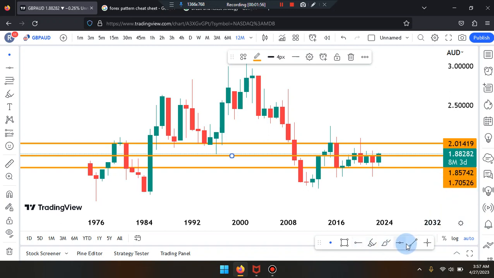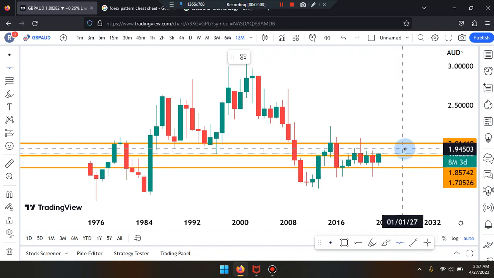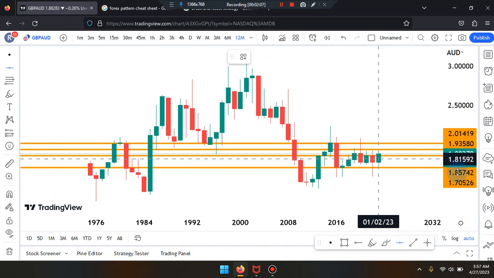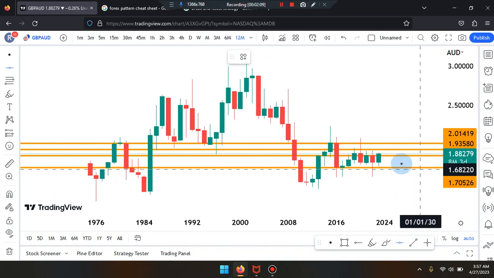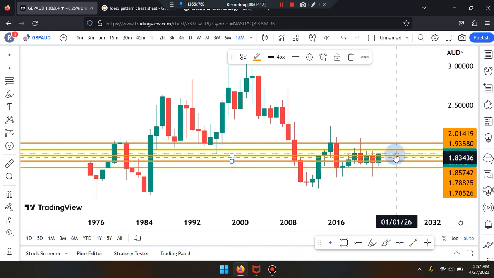Let's also add another midpoint of second level highs within that area right above price. So if price pushes up, it'll head to the next number of 1.93580. And if price breaks through that SR line near the numbers of 1.85742, it'll head down to the numbers of 1.78825. So now we have a low, second level lows, midpoint, second level highs, highest high of that area.